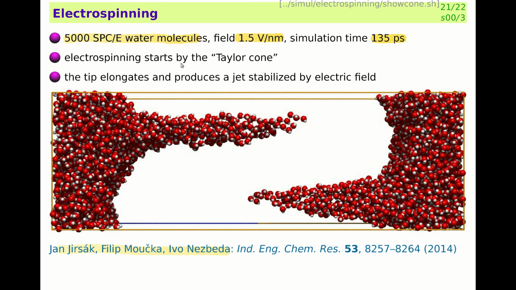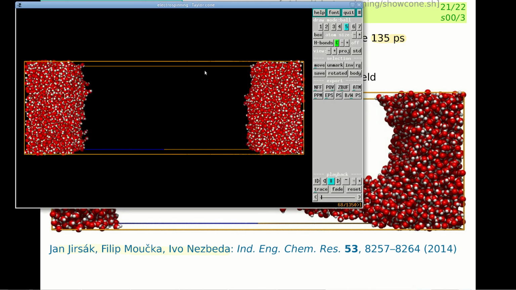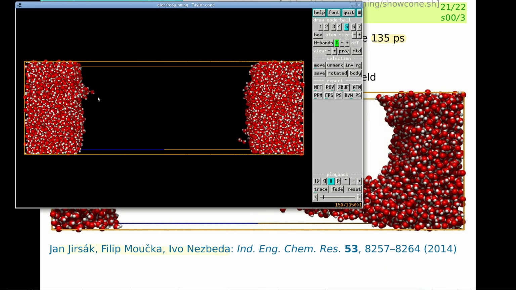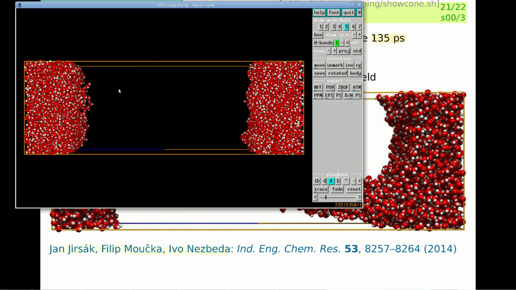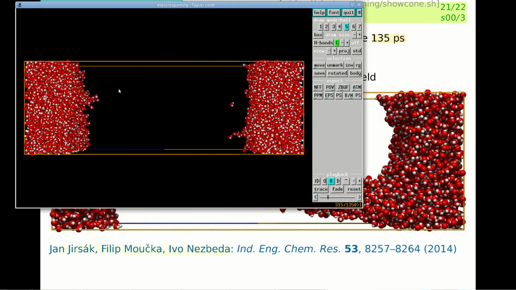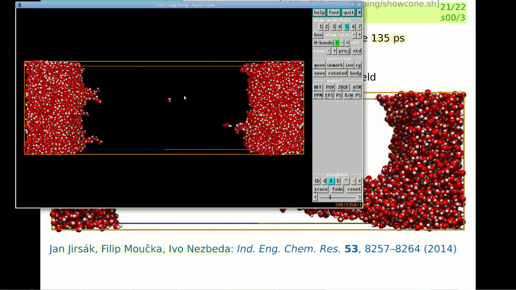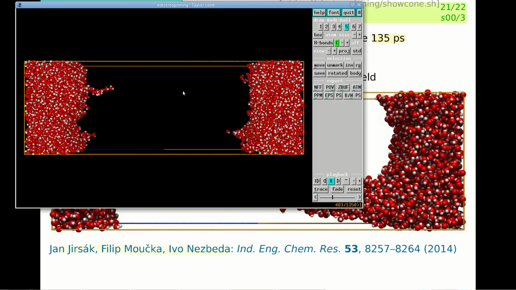Perhaps you have heard about the Taylor cone. That is how electrospinning starts because of the high voltage put onto the electrodes, and it starts with a Taylor cone, and the tip elongates and produces a jet that is then stabilized. So let's see the simulation. You can see that tips are starting here. Sometimes a molecule evaporates, but it's not important for the process.